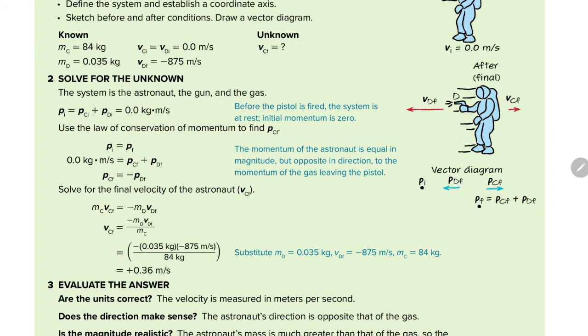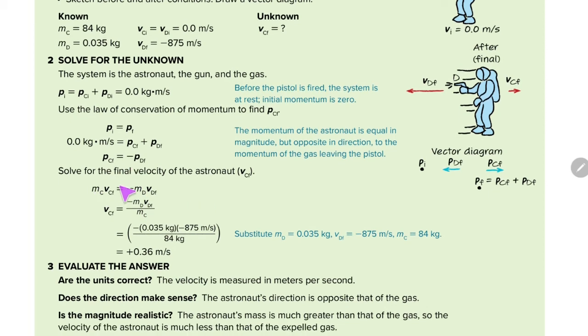In the previous lecture, we learned that the momentum P equals the mass multiplied by the velocity. So we can replace PCF by MC VCF, equal to minus PD final, which equals MD VD final. From this equation, we need to calculate VC final. So you can multiply the two sides by MC. So our equation will be VCF equal to minus MD VDF over MC.